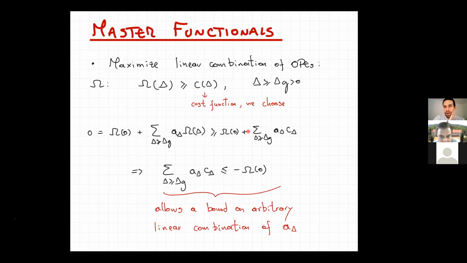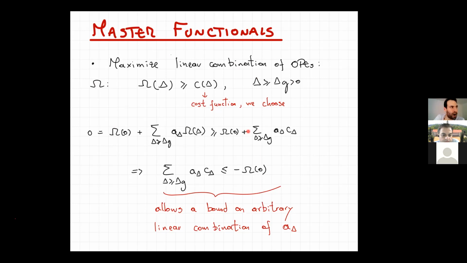So maybe I will start by getting back a bit to the master functionals, because it was maybe a bit fast last time. So there were some questions about these master functionals. So let me try to motivate them a bit better. So suppose that we've already seen how we can maximize or get a bound on a single OPE coefficient.